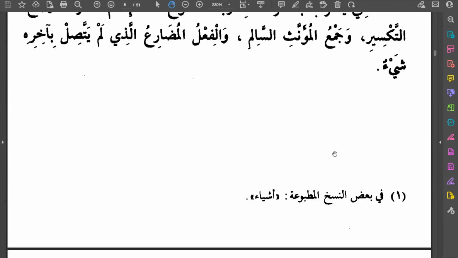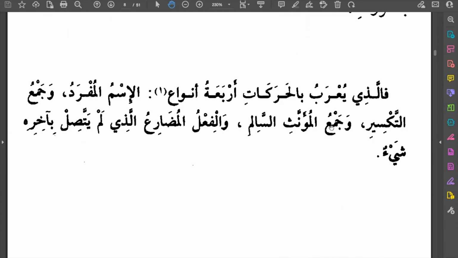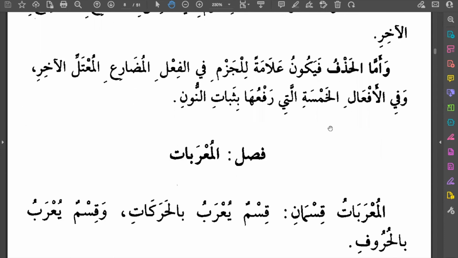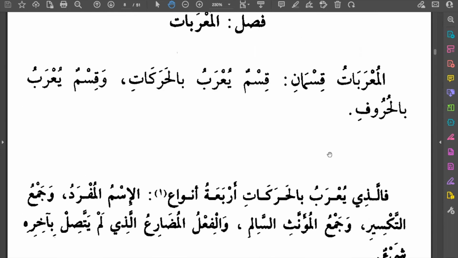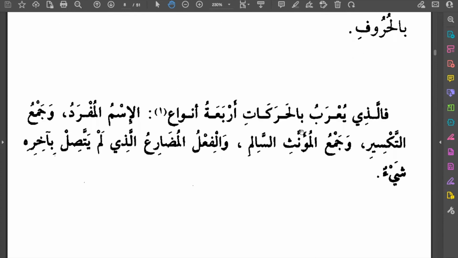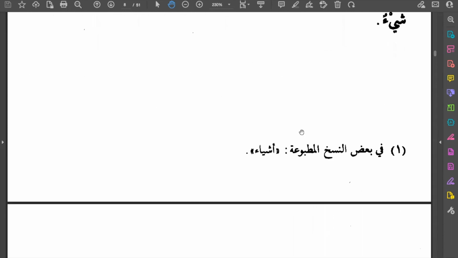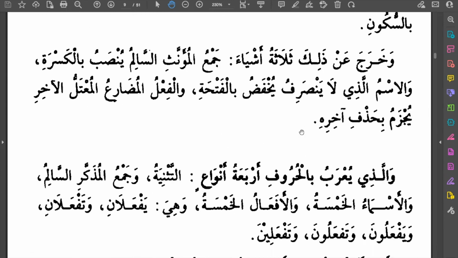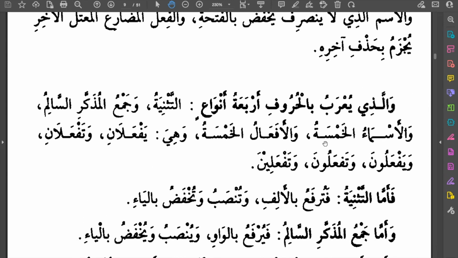So that's why I said this chapter can actually be a bit confusing. And it's not really necessary for someone to try to memorize it, because if you already understood this chapter, يغنيك عن هذا, it's going to suffice you from having to memorize this, if you will. And then he goes over the things that are mu'arab with actual letters.